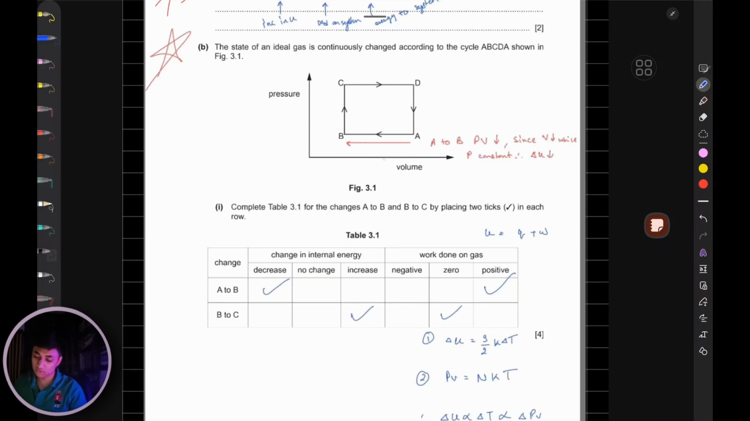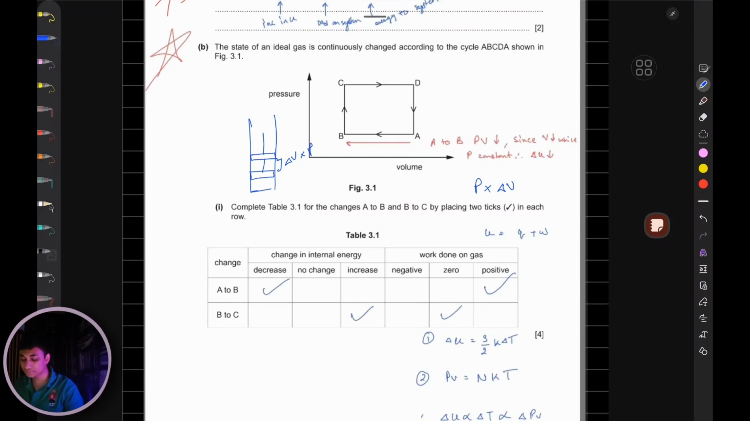So, for A to B, notice what's happening. At constant pressure, your volume is decreasing. Volume is decreasing means there's external work done on the system. If this was your piston, you're decreasing the volume. That means you're doing external work on the system. Therefore, this delta V times P is going to be positive work done on the system.